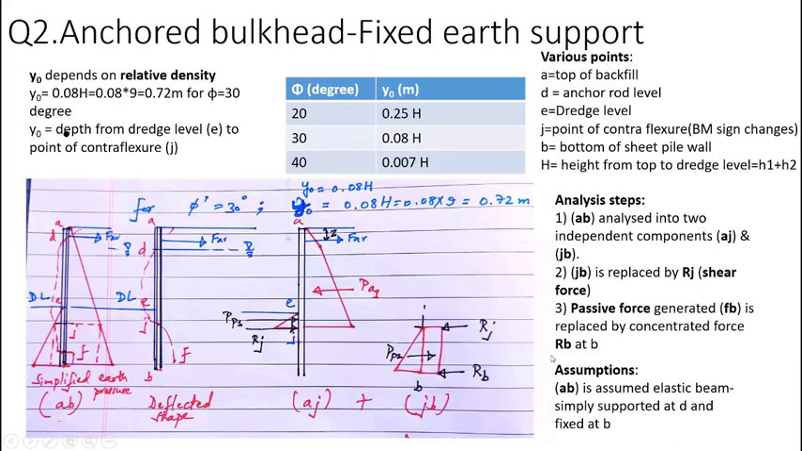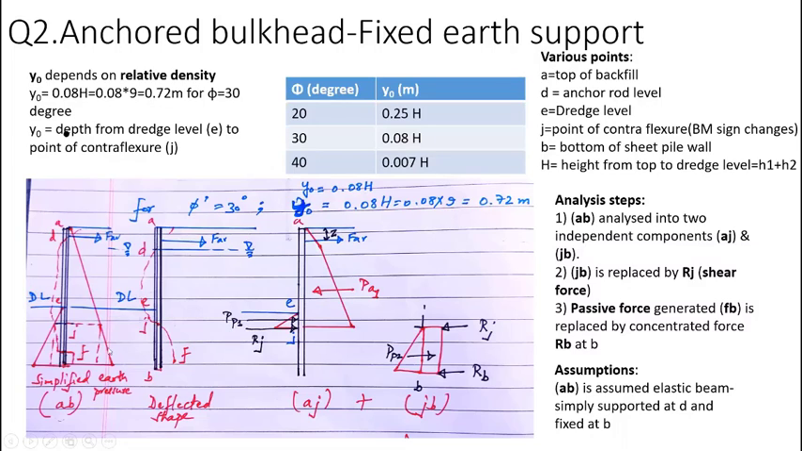Okay, so let's start to solve the problem. So the first thing is how we do the fixed earth support analysis. So this is the diagram. This is the active pressure distribution. This is the passive pressure distribution. And this is the deflected shape of the sheet pile. Because it is anchored with a small mass, it is known as anchored bulkhead.